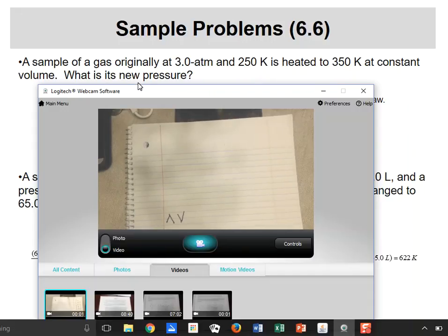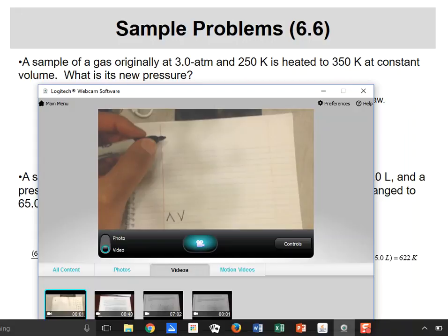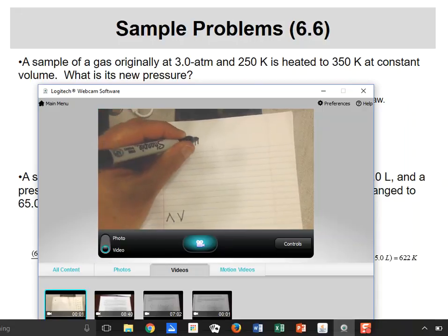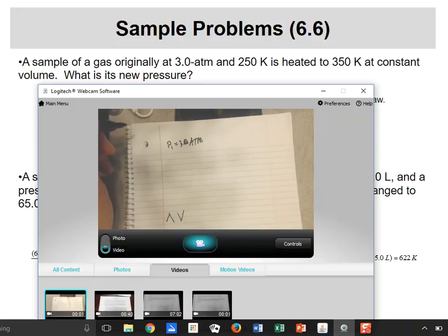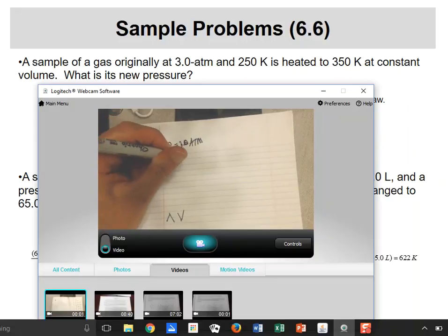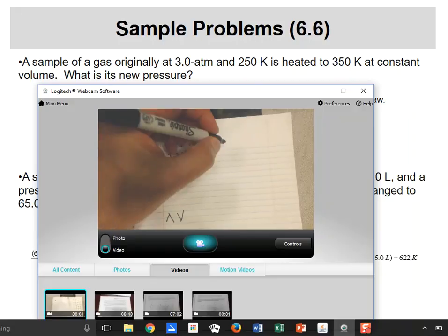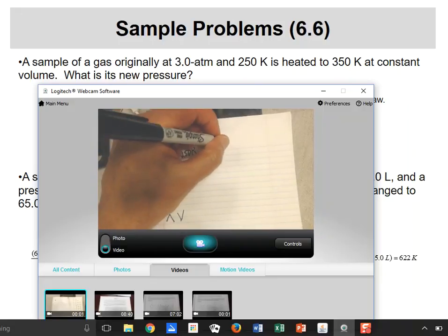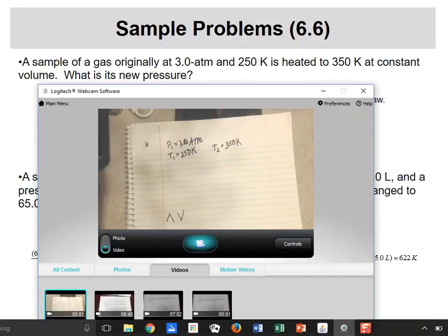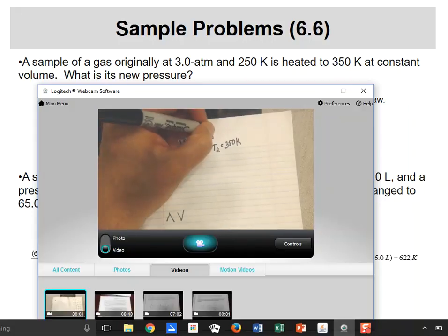So one of the things you can do in solving these problems is write down the information you have so it starts to look kind of like those two laws, the combined gas law or the ideal gas law. So I've got a sample of gas originally at 3 atmospheres. When it says originally at, we'll call it P1, 3.0 atmospheres. And at 250 Kelvin, so my temperature to start with is 250 Kelvin. Then we're going to heat it to 350 Kelvin, so my second temperature is 350 Kelvin. What I want to know is the new pressure.